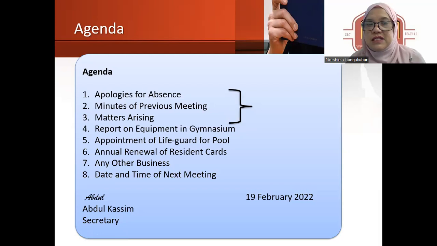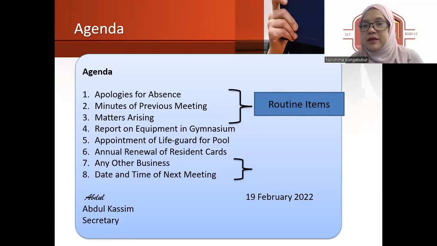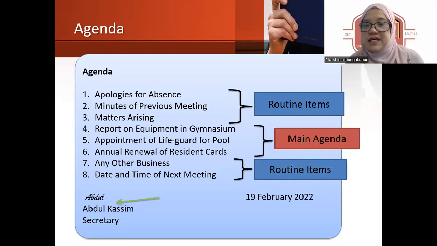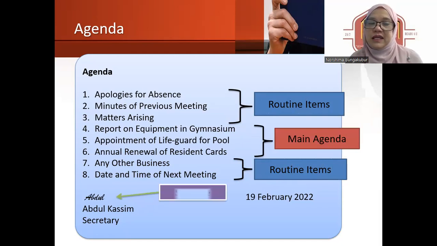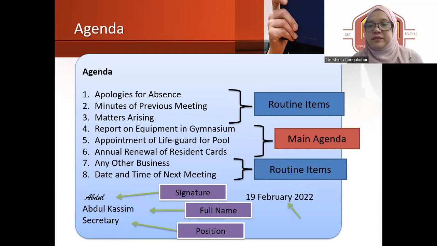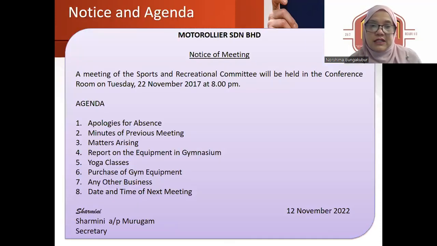Okay, apologies, minutes of previous meeting, matters arising, and then any other business. Any other business in Malay is hal-hal lain. Date and time of next meeting. Okay, routine items. So number 1, 2, 3, and 7, 8 are routine items, whereas number 4, 5, 6 are the main agenda of the meeting. And that is the signature. Abdul Qasim is the full name of the secretary, and secretary there is the position. And you have to also include the date in the agenda.